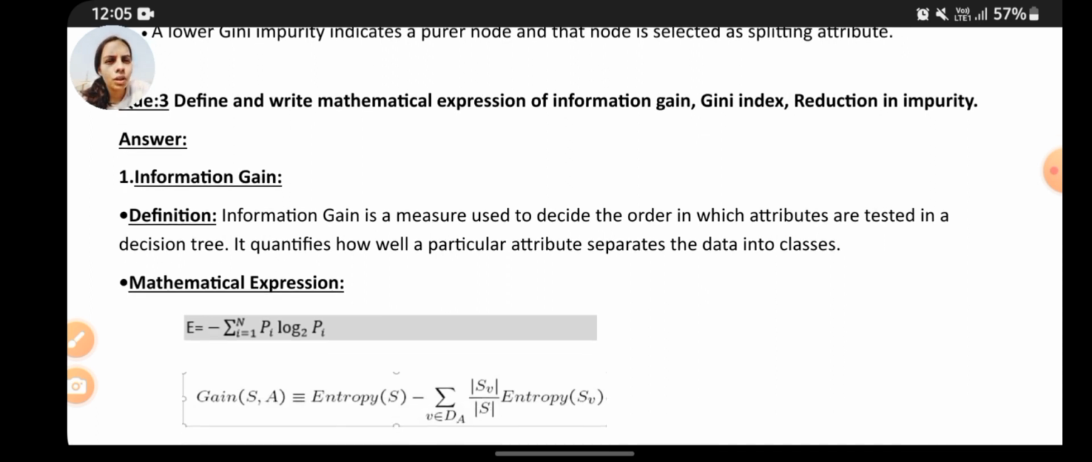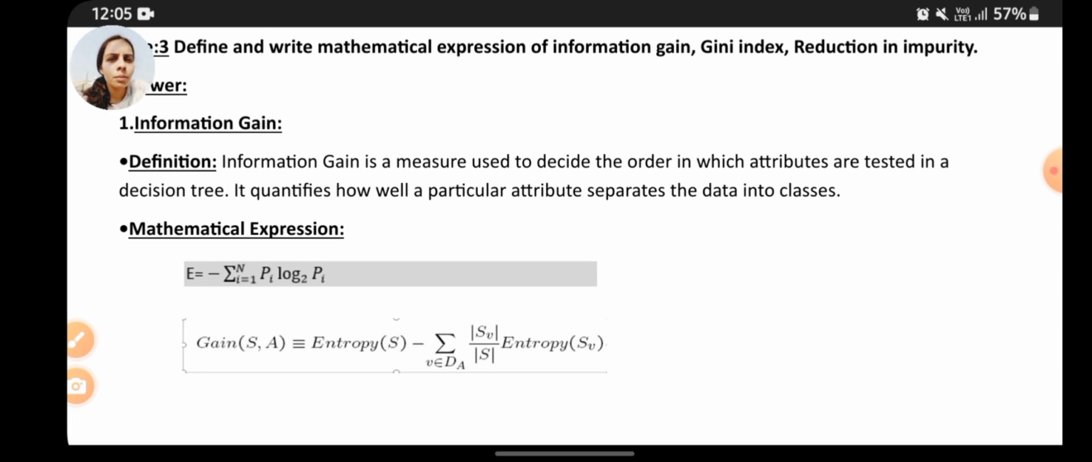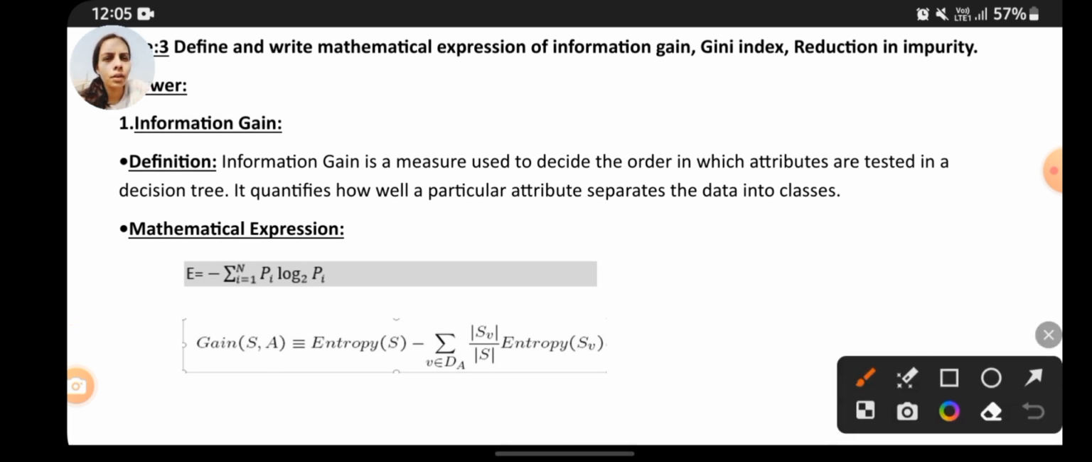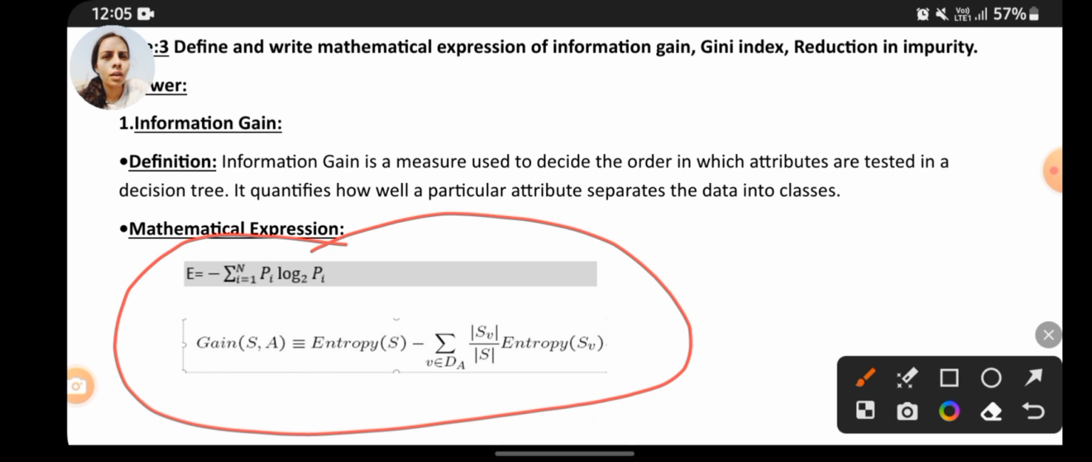Now moving towards the last question, that is question number 3. Define and write the mathematical expression for information gain, Gini index, reduction in impurity. So here we have to write the mathematical expressions of the following terms, that is information gain, Gini index and reduction in impurity. So let's look towards our solution. So first we have the mathematical expression of information gain.